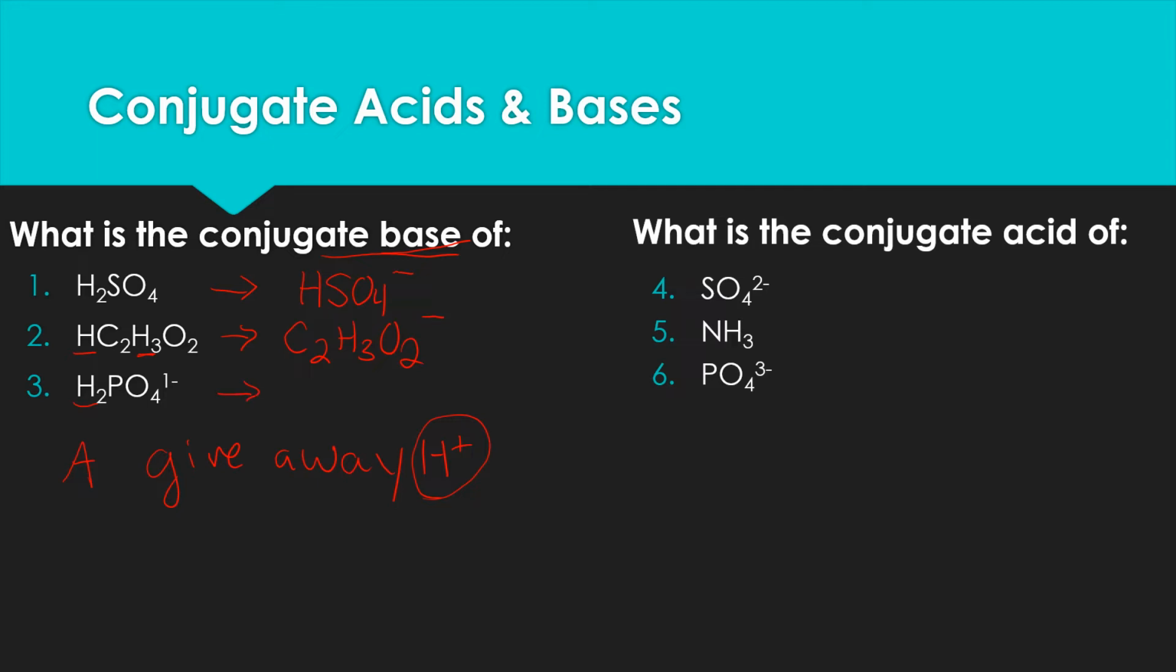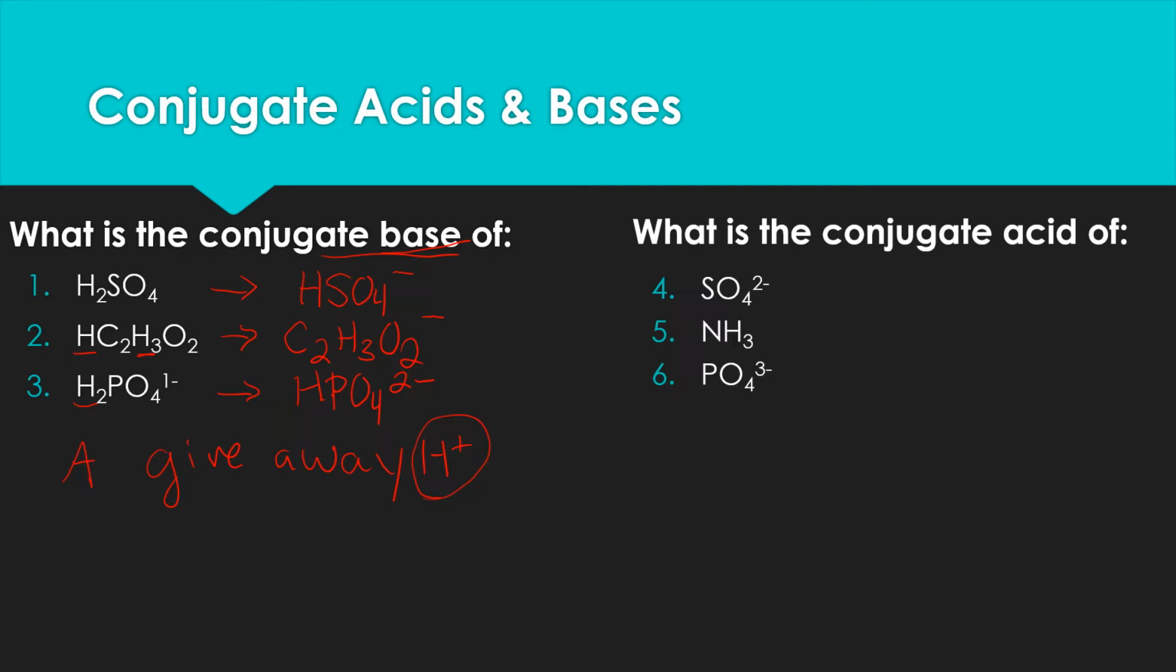Now this one already has a charge, H2PO4. So if we remove a hydrogen from it, we're going to be left with one H. We've still got the PO4 ion for the rest of the chemical, and then we're going to make it one more negative. So now it's going to be a 2 minus charge. So that's how we're going to form conjugate bases.